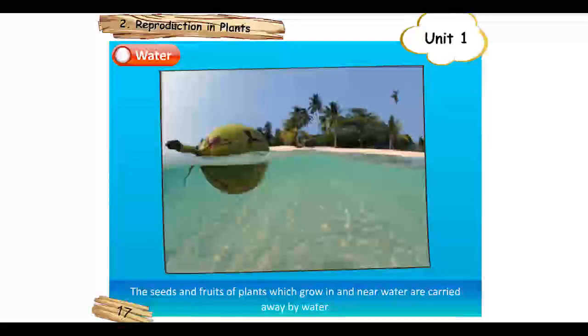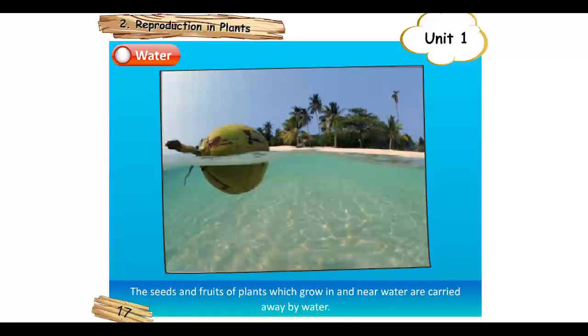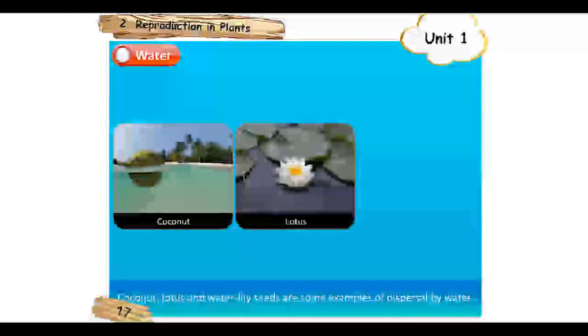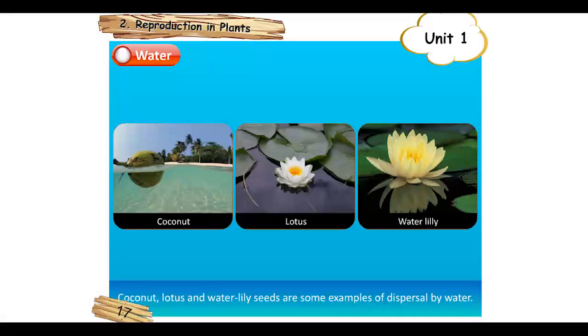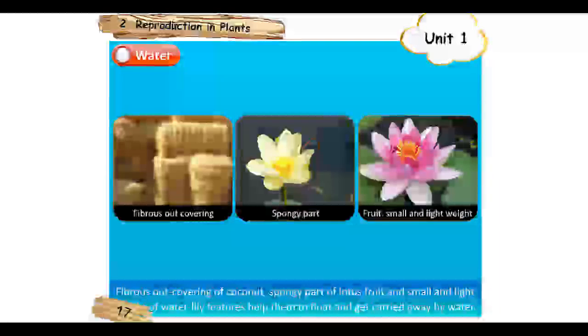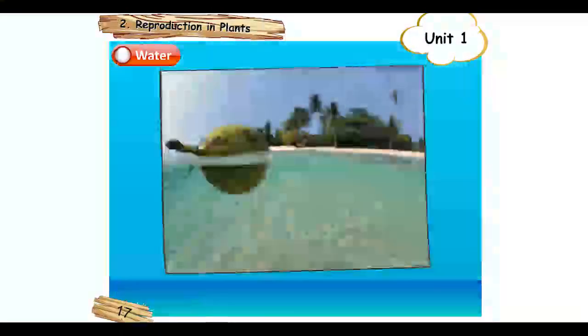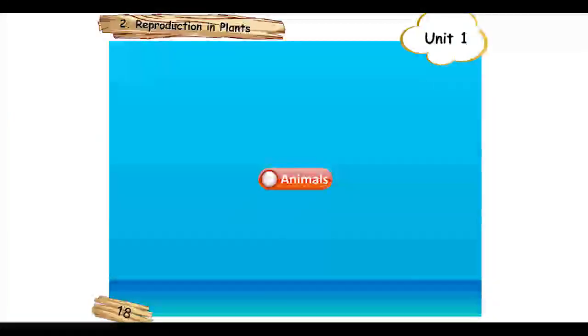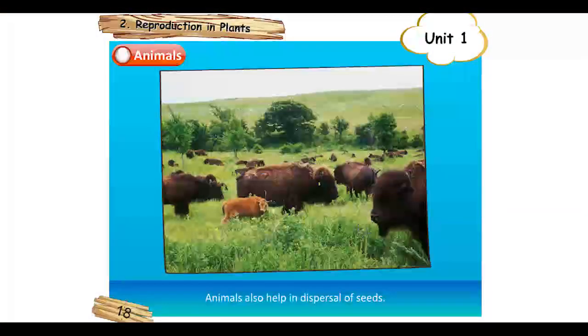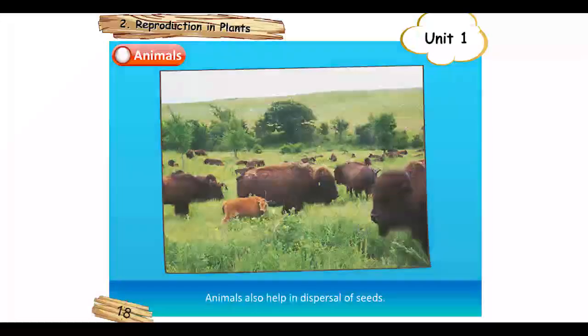Water. The seeds and fruits of plants which grow in and near water are carried away by water. Coconut, lotus, and water lily seeds are some examples of dispersal by water. The fibrous outer covering of coconut, the spongy part of lotus fruit, and the light weight of water lily seeds help them to float and get carried away by water.